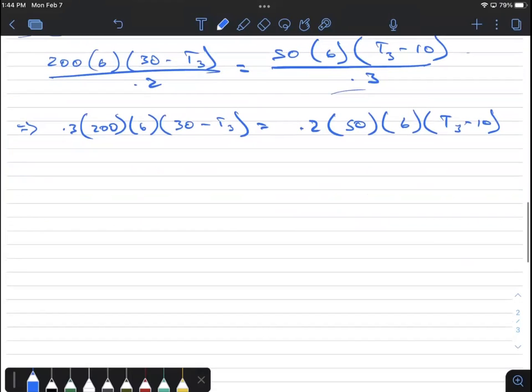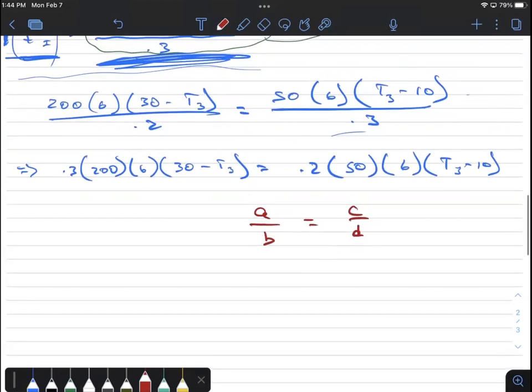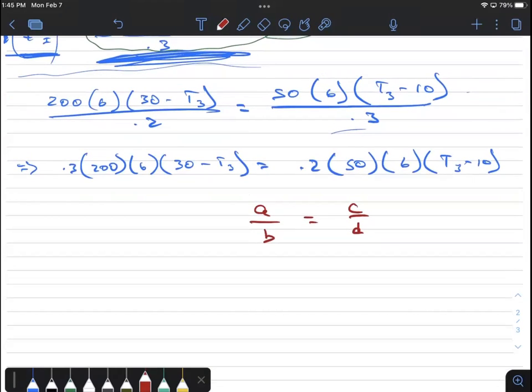And if you don't see how I did that, here's an easier example to look at. A over B equals C over D. Okay, same thing. A is all the stuff in the numerator, I just call it A. And 0.2 is B. All the stuff on the right side numerator, I call C, and 0.3 is D.